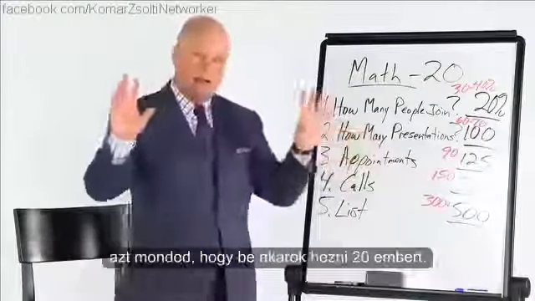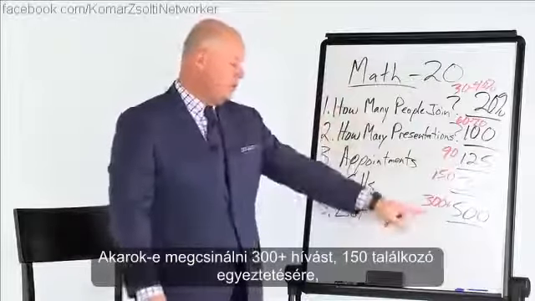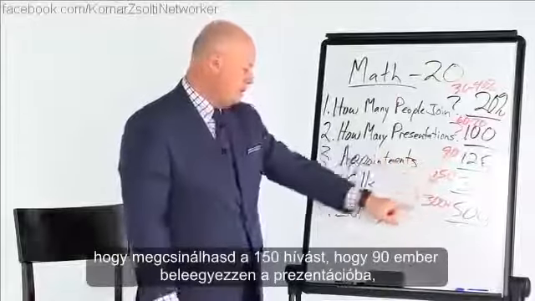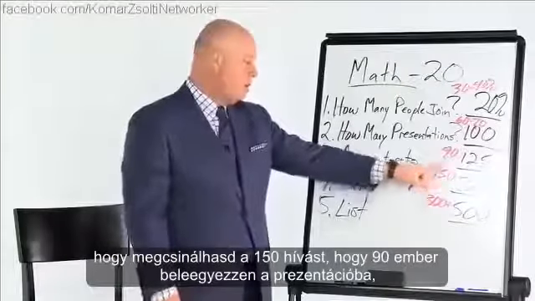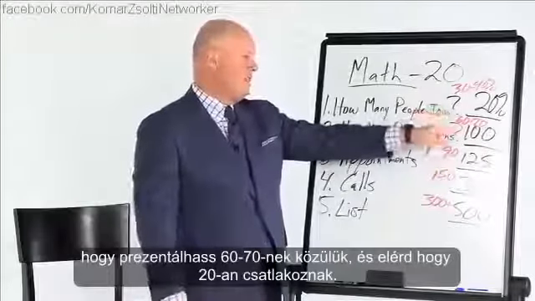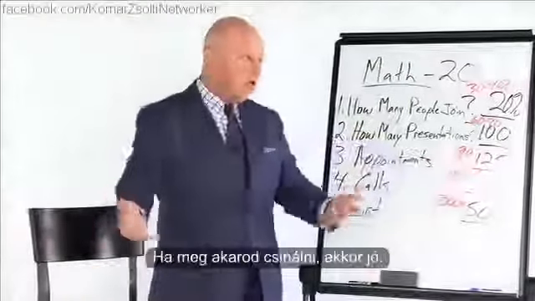So if you understand the math, then all you got to do is say, okay, am I willing? I want to bring in 20 people. Am I willing to make 300 plus phone calls to set 150 appointments to have 300 plus people on my list to make 150 plus phone calls to get 90 people to agree to a presentation, to do a presentation to 60 to 70 of them, and get 20 people to join? Am I willing to do that? Yes or no? If you're willing to do it, then you're good.